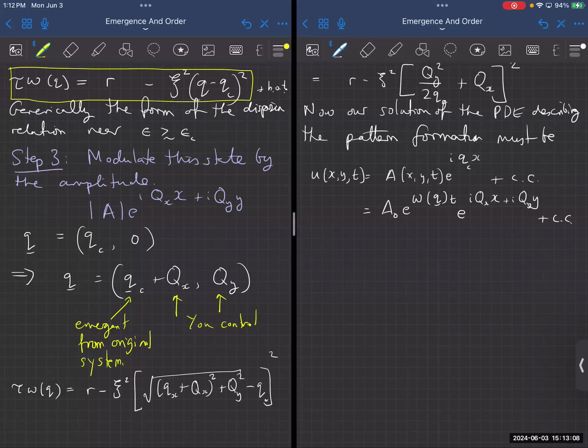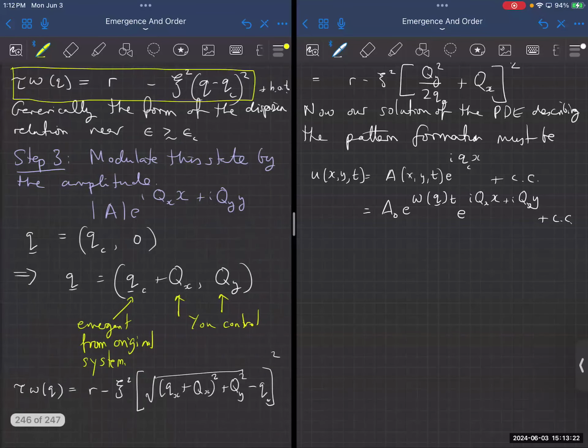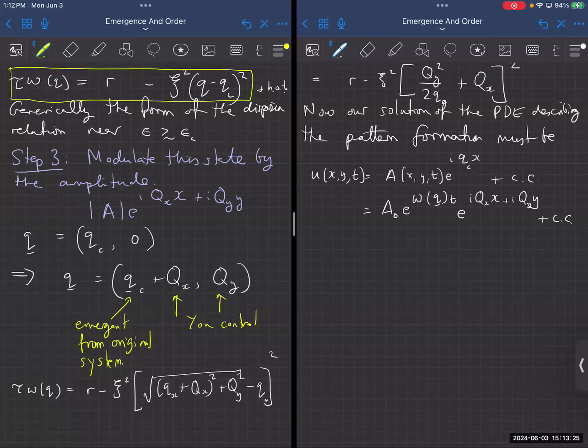So I've started off with some PDE. I didn't even need to tell you what it was. What I needed to tell you was that it had a pattern-forming instability, and so the dispersion relation about the uniform state near threshold looked like that. So if that's the case, then we derive what the dispersion relation must look like, and then when we apply a modulation of the amplitude, so the amplitude itself is now going like this. So that absolute value of A is what I've called A naught over here. Then the whole thing looks like e to the omega t. It's growing exponentially, and then there's this part over here.